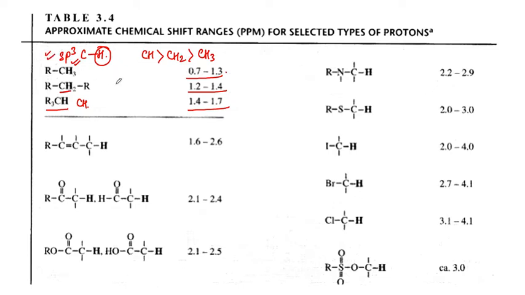Now let's say the sp3 carbon is connected to an electron withdrawing group. Let's say the carbon, not the proton directly, is connected to nitrogen. Similarly sulfur, iodine, bromine, chlorine, and it can be oxygen also. It can be the oxygen of an alcohol, or the oxygen of some group like a sulfonic acid group and so on. Then the value is going to range from 2.9 and it can go higher as we increase the electronegativity of the groups. Yes, it can go as high as 4.1.